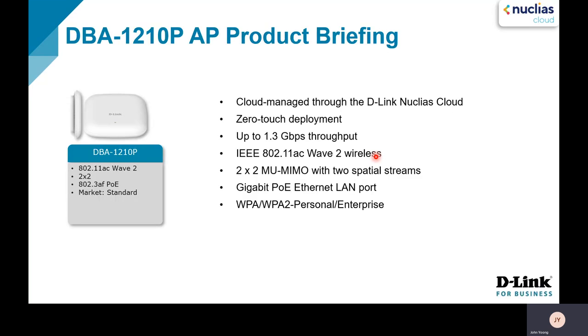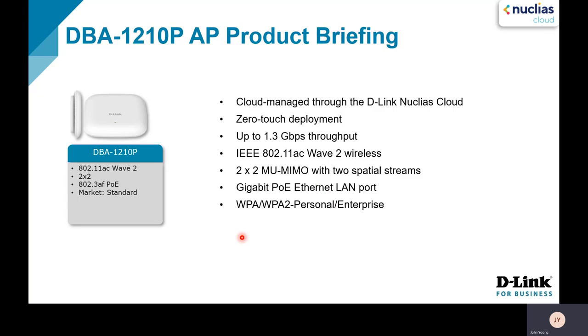Next we have the hardware devices for our Nuclias Cloud. So first is our entry-level AP. It's called the DBA1210P. It's a wireless AC Wave 2, 2x2 MU-MIMO, up to 1.3 gig. It comes with one LAN PoE port. It's a gigabit port.